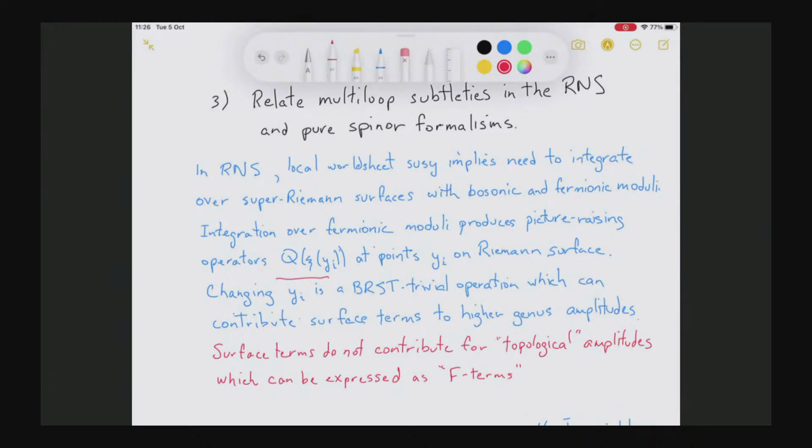But it's a subtlety in the sense that the method for keeping track of these surface terms gets more and more complicated as you go to higher and higher genus. However, for certain types of amplitudes, you can show that these surface terms don't contribute. These are what's known as topological amplitudes, and they involve essentially scattering amplitudes where the amplitudes preserve a subset of the space-time supersymmetry. So you can think of them as F terms.